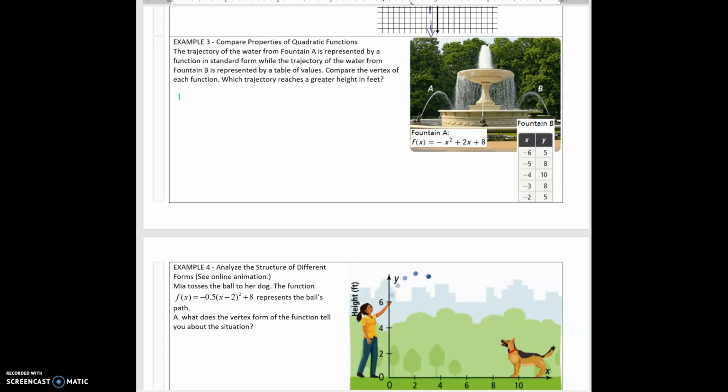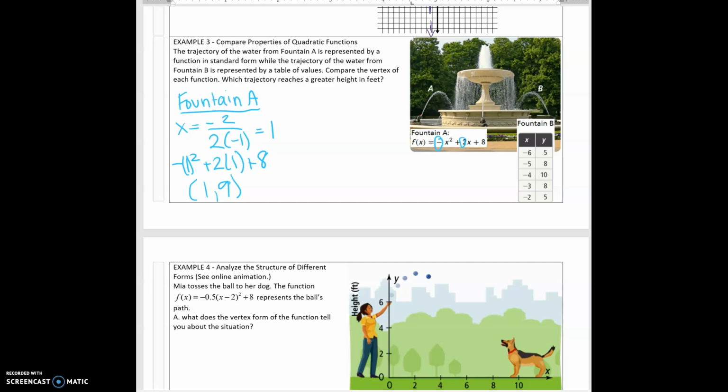So for fountain A, we're going to find the vertex by doing our x equals negative b over 2a, so negative 2 over 2 times our negative 1 for a, so that would be a positive 1. Plug that in to our function, so negative 1 squared plus 2 times 1 plus 8. This time the negative is on the outside and it's just 1 squared. So our vertex is 1, 9 here.